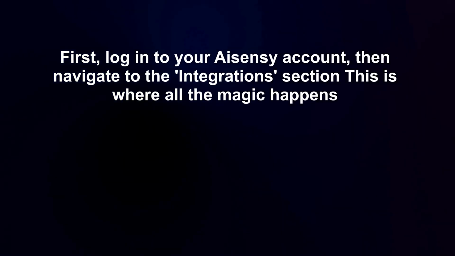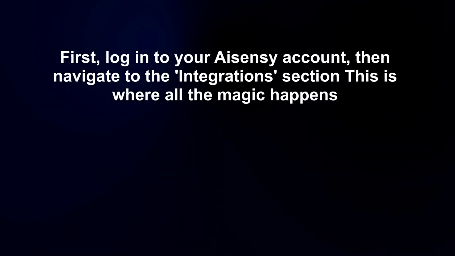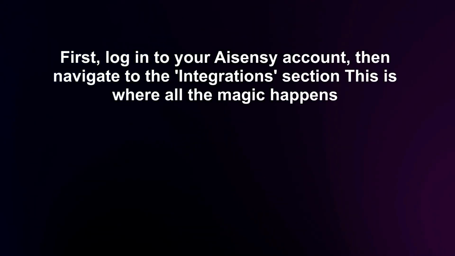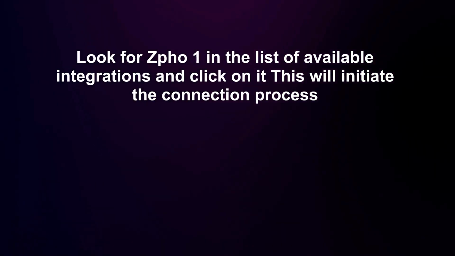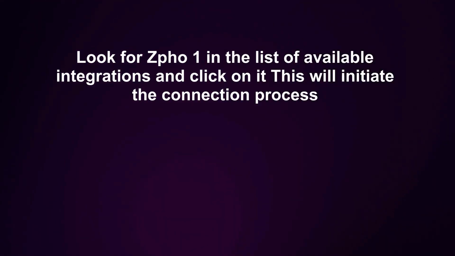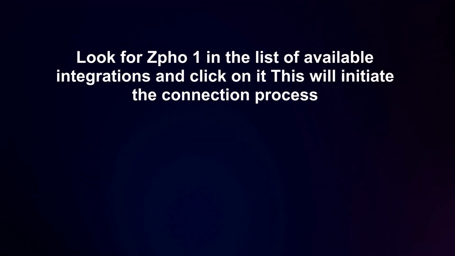First, log into your Aisensy account, then navigate to the integrations section. This is where all the magic happens. Look for Zpho in the list of available integrations and click on it. This will initiate the connection process.